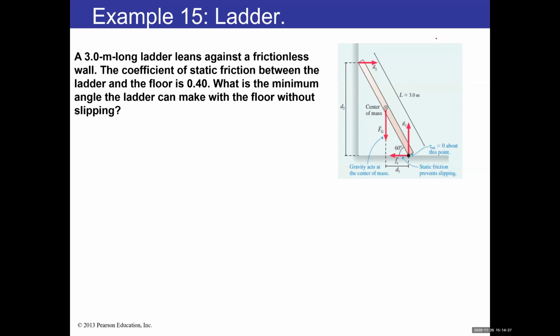You have a 3-meter long ladder that leans against a frictionless wall. The coefficient of static friction between the ladder and the floor is 0.4. What is the minimum angle the ladder can make with the floor without slipping? Basically, we need to find this angle that it makes with the floor without slipping.